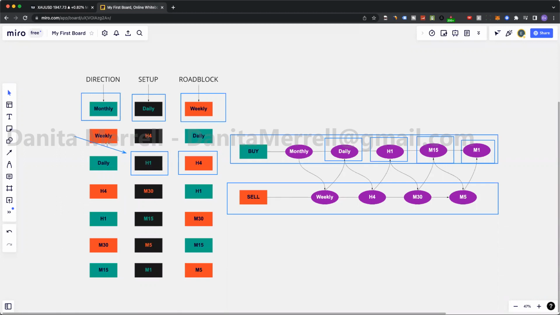Okay, very simple. Now let's say instead of H1, I want to wait for M15. So my setup on M15 is here. I need to wait for an M30 break.